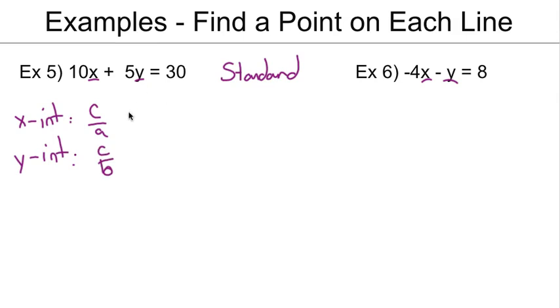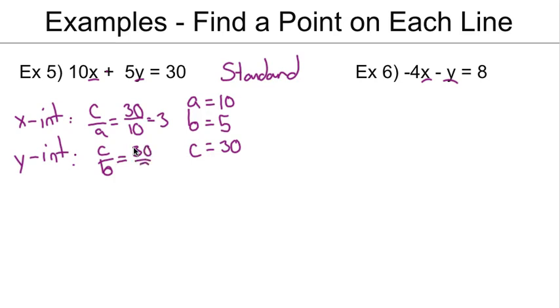So notice that I really have to know what all 3 of a, b, and c are. So a, looking at our equation, is the coefficient of x, which is 10. B is the coefficient of y, which is positive 5. And c is the constant term by itself on one side of the equation, so in this case, 30. So my x-intercept is going to be equal to 30 over 10, which is 3. And my y-intercept is going to be 30 over 5, which is 6.